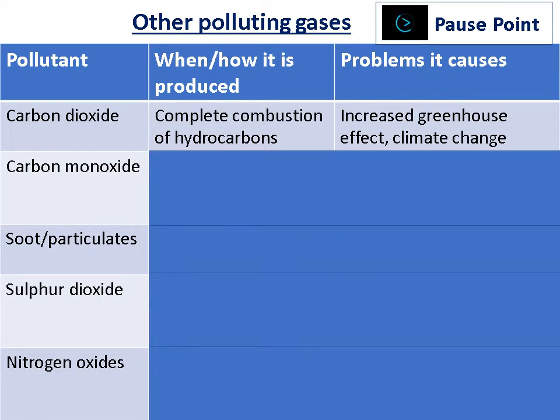So what I'd like you to do, I'd like you to pause the video and I'd like you to tell me for each one of the polluting gases I just talked about, how is it produced and the problems it causes. Carbon dioxide's already done for you as an example, and we're going to mark these in however long you need to pause the video for. Please do this on a piece of paper, just on a blank Word document. You don't need to actually complete the table.